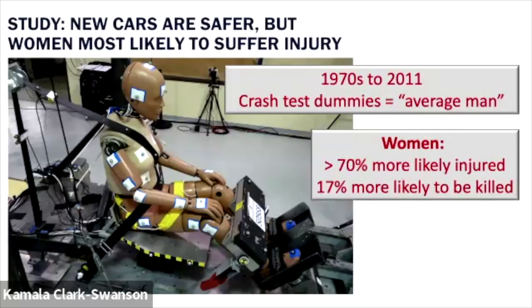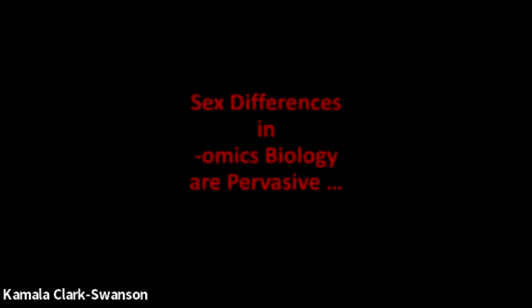A much simpler, more accessible example is the average car test. The crash test dummies used up until around 2011 were modeled on the average man, and so women were far more likely to be injured in car accidents because of this biased testing. So sex difference is really everywhere in all of biology, and I think you're already convinced of that.